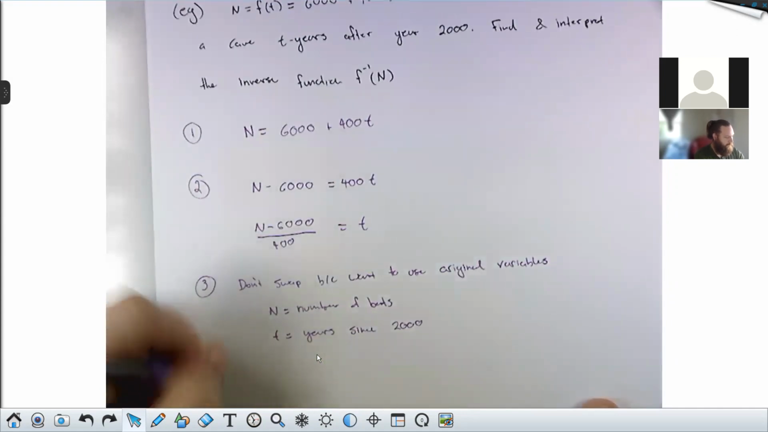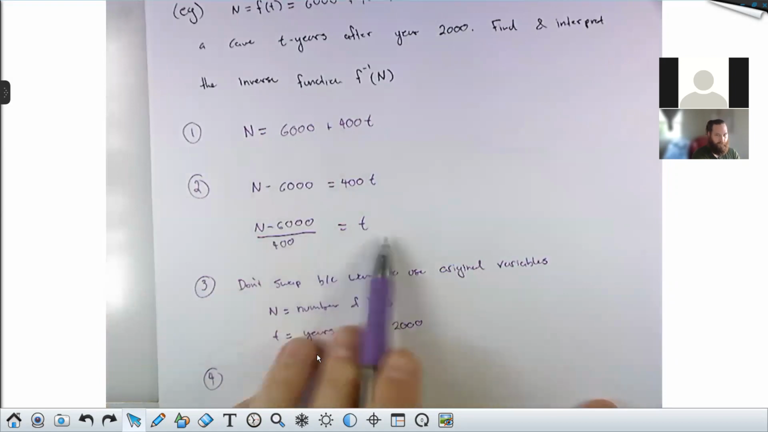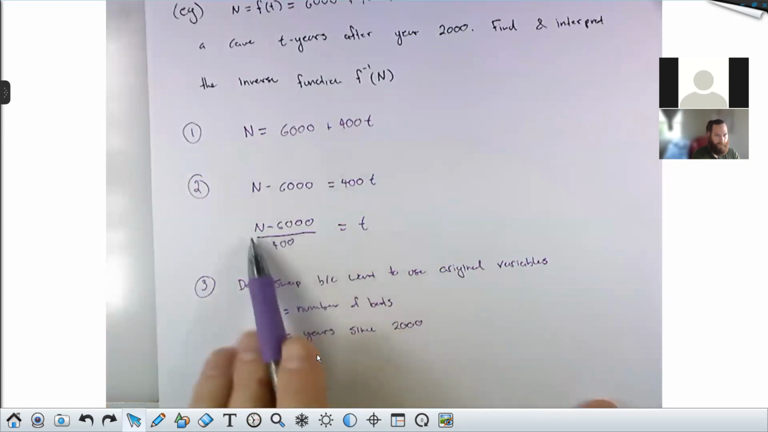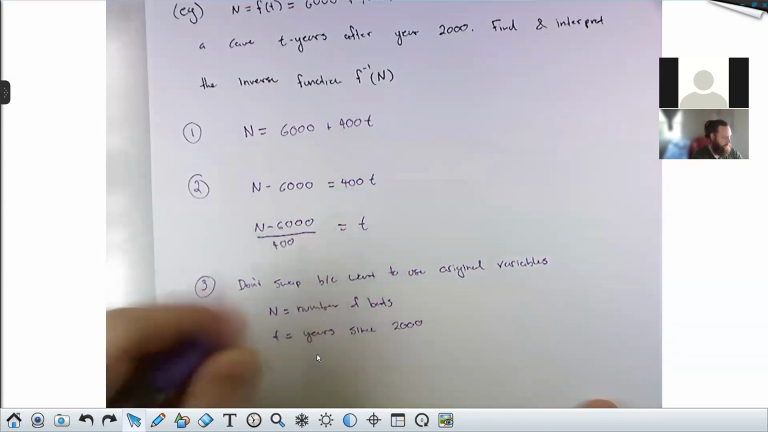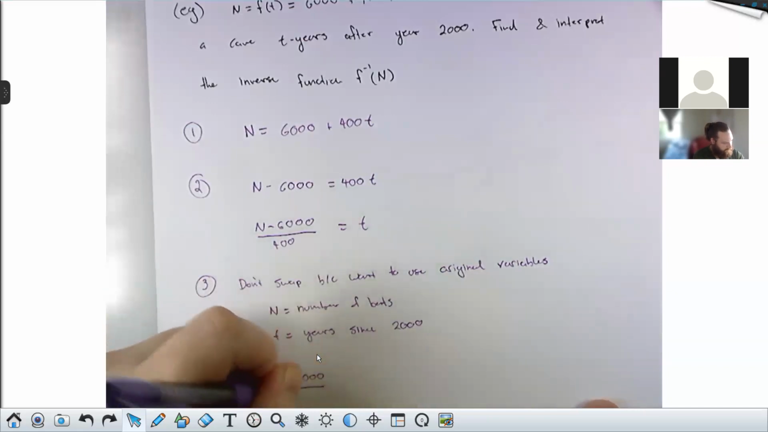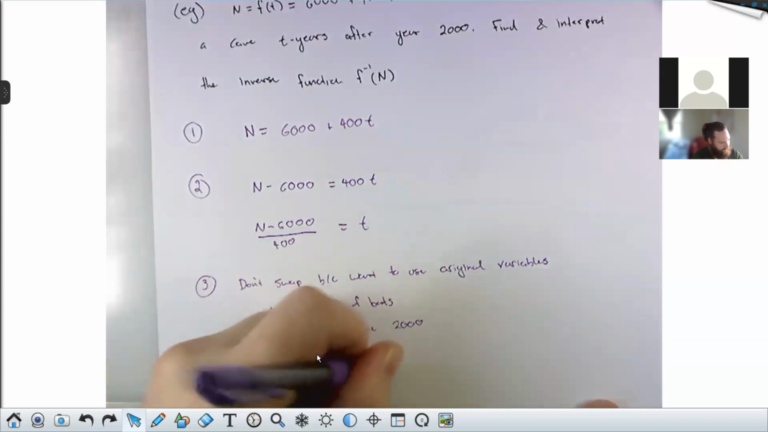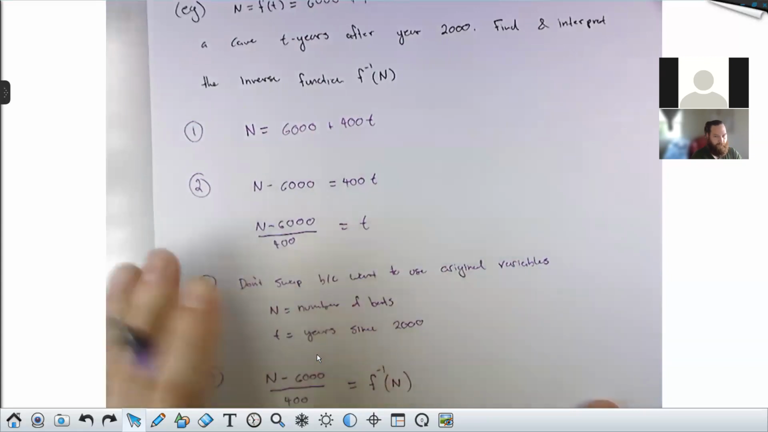So we can jump down to our last step, which is where we would just write f inverse for this. And because we're not swapping the variable, it will remain n, and we have f inverse of n. So n minus 6,000 over 400, that is f inverse of n.